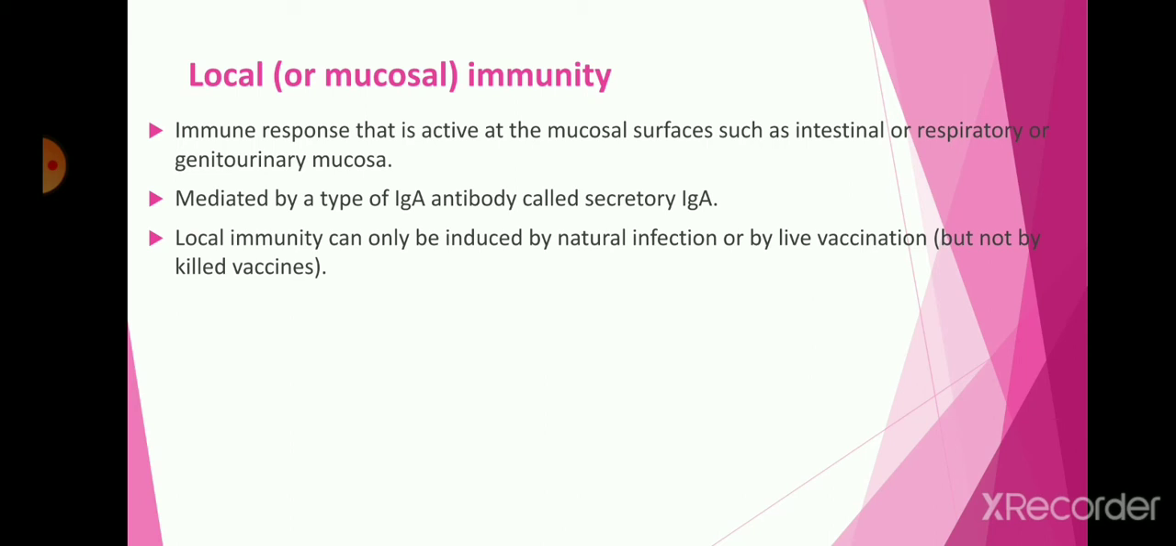Live vaccination means that live virus or bacteria are injected into the body of the organism, but not a killed vaccine. We know that vaccines are of two types, live or killed. For local immunity induction we need live vaccination, that is, a vaccine containing live viruses. These live viruses can induce the production of local immunity against that virus.